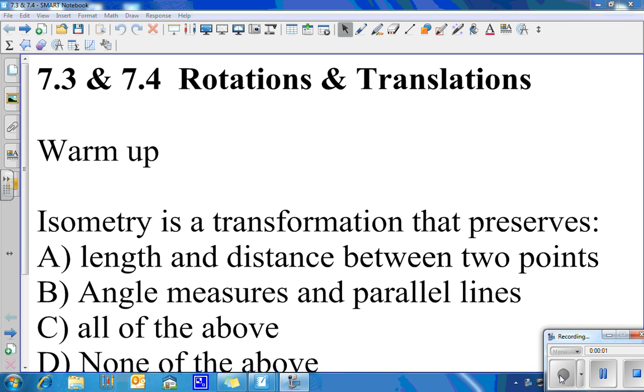7.3 and 7.4 deal with rotations and translations. Now rotations, again, we're only doing the basic ones here in this class. So we will get to that. I'll have a different recording to show you how to do that by hand.